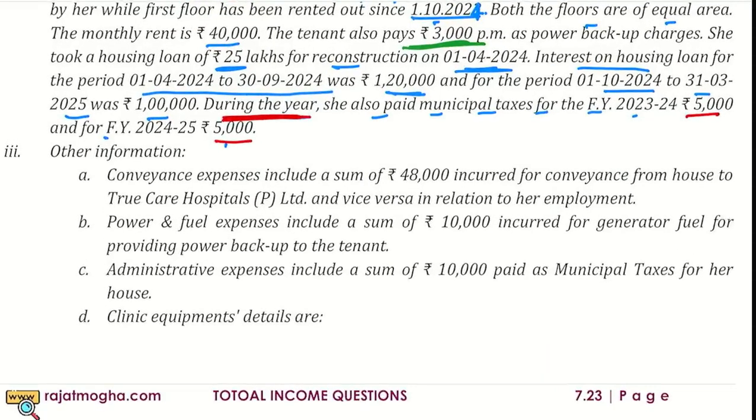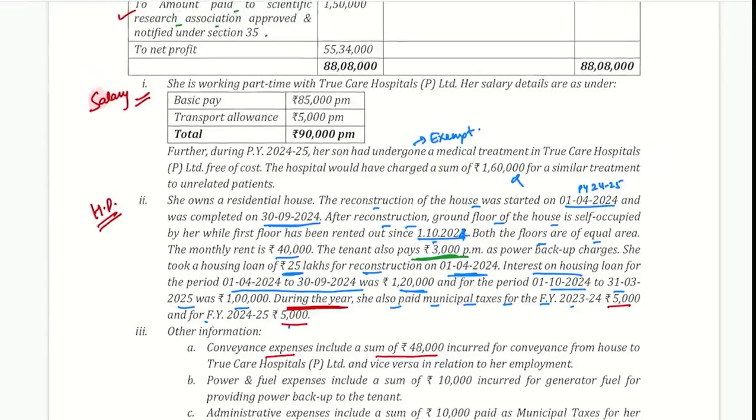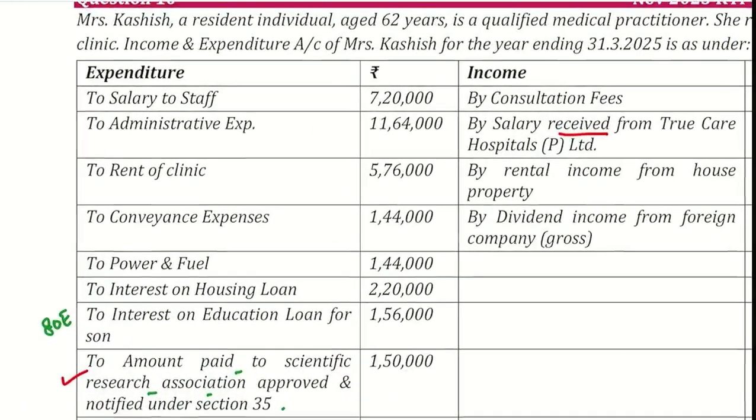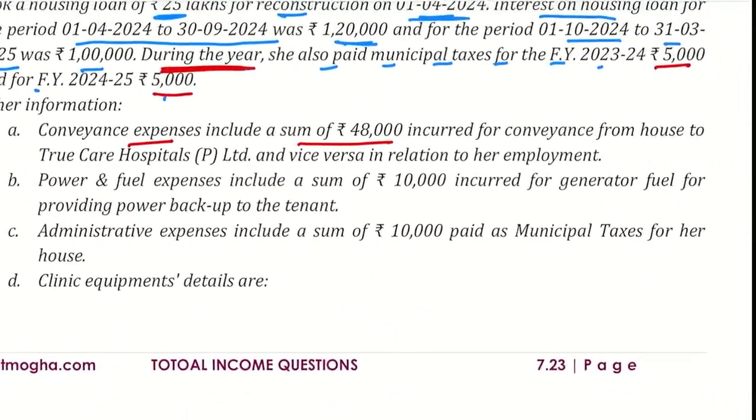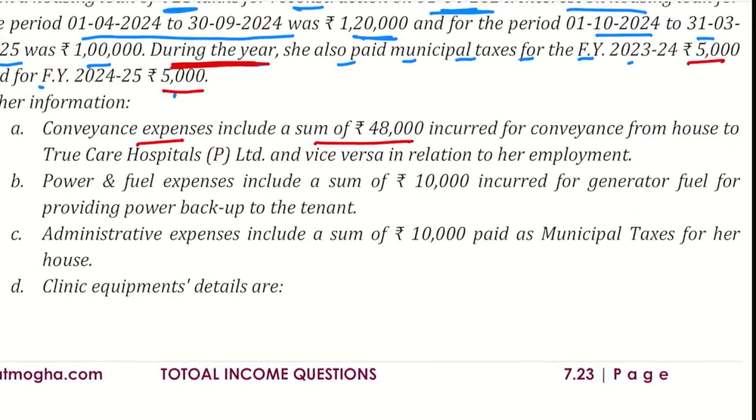They are saying conveyance expense includes a sum of 48,000. There was some conveyance expense, na? This one. This amount includes 48,000. So let us see what they are saying about this 48,000. Conveyance expense includes a sum of 48,000 incurred for the conveyance from house to True Care Hospital and vice versa in relation to her employment.